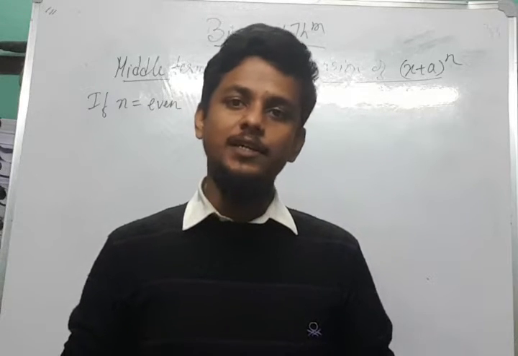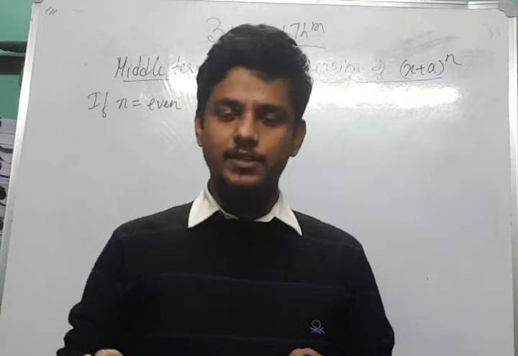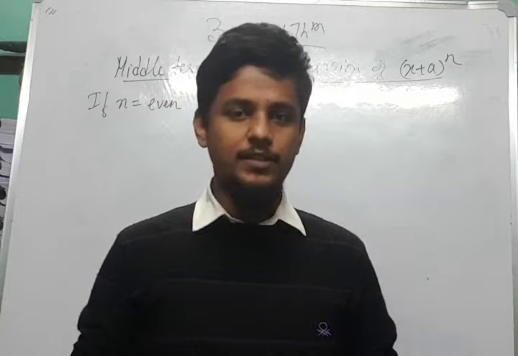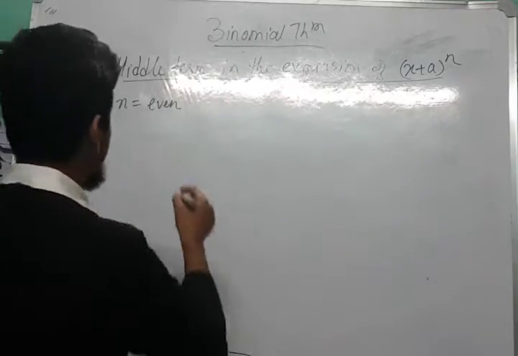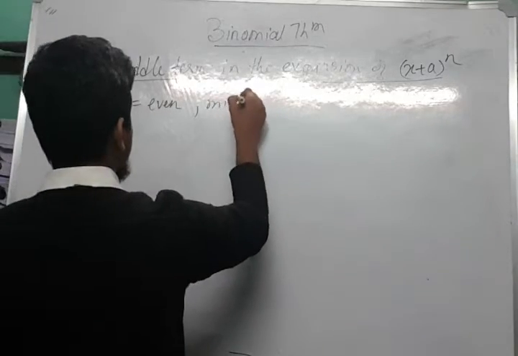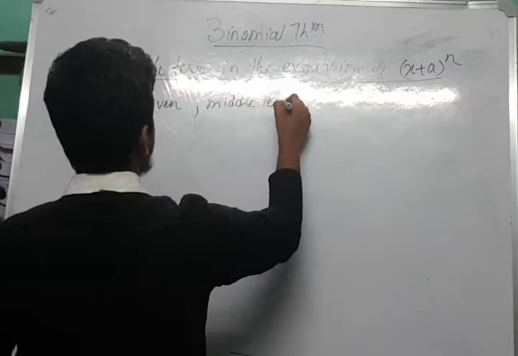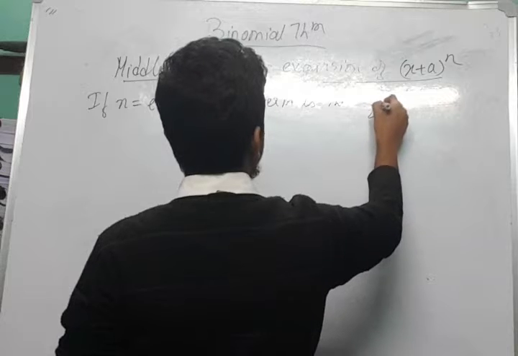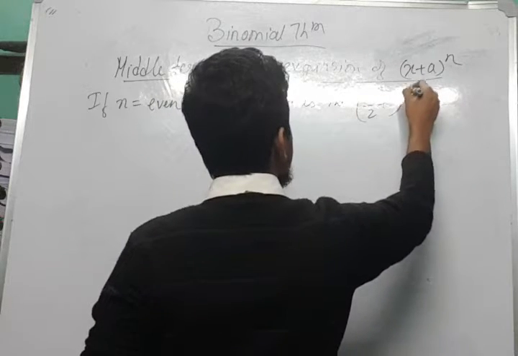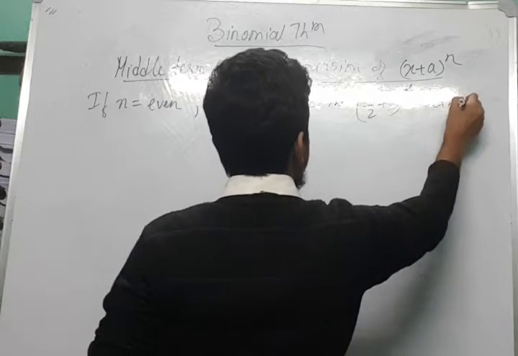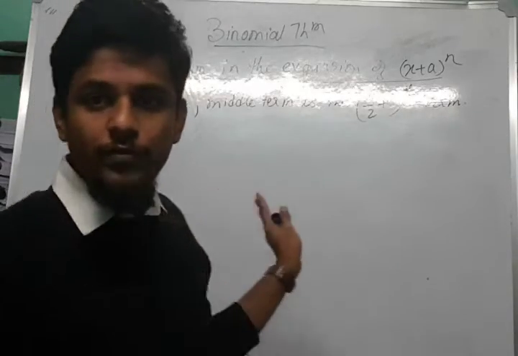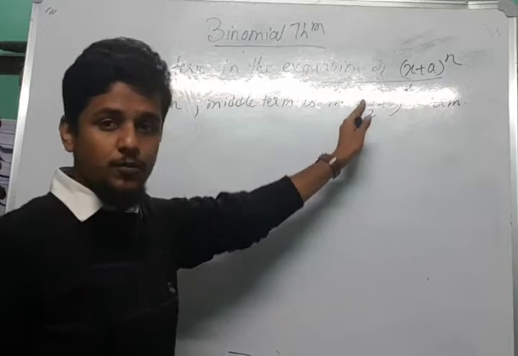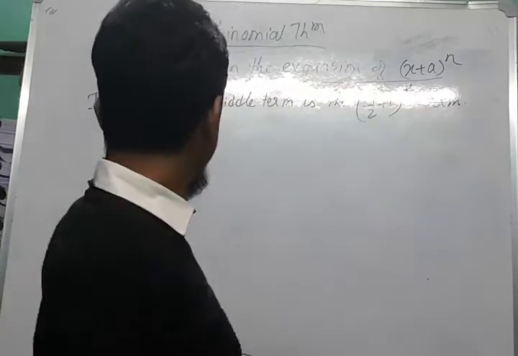So that middle term is n/2 plus 1. If n is even over here, then the middle term is the (n/2 + 1)th term. So this is an important thing that you need to be very careful about: if n is even, then the middle term is the (n/2 + 1)th term. So this is what you need to remember.